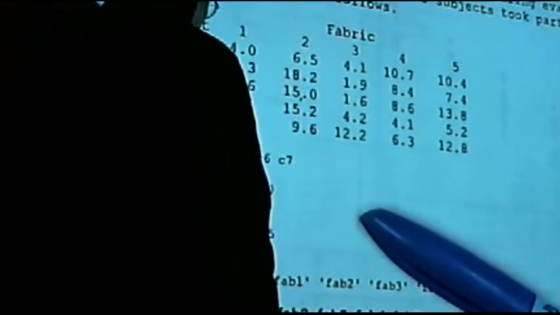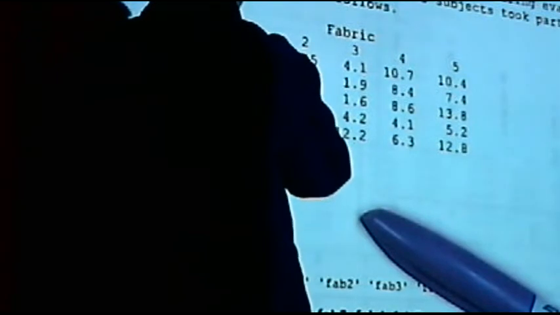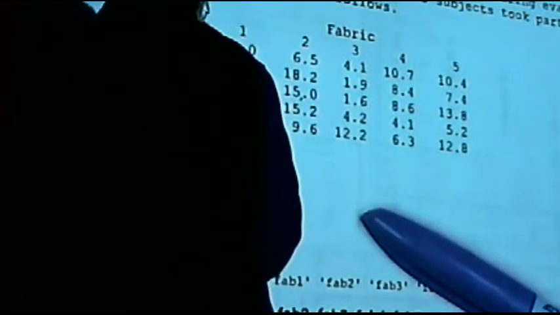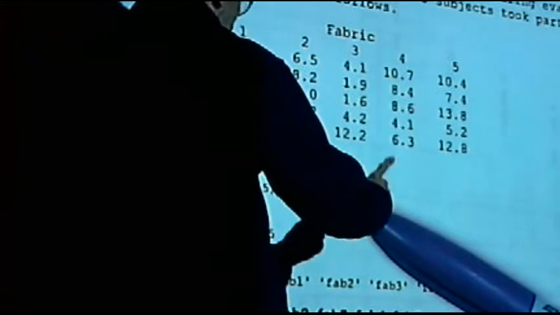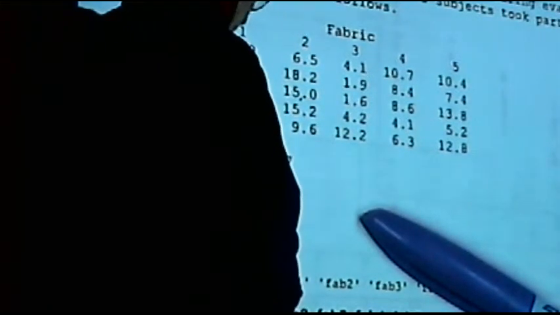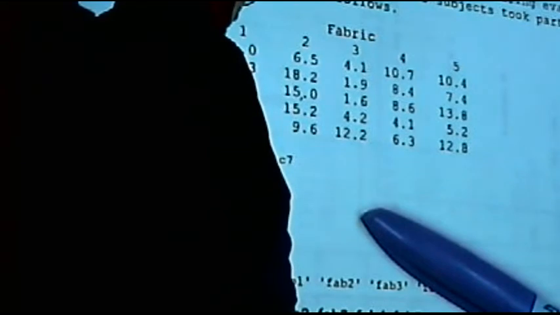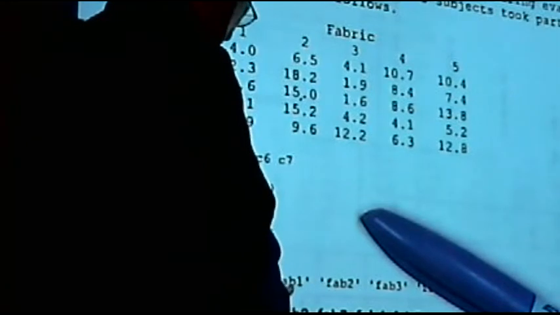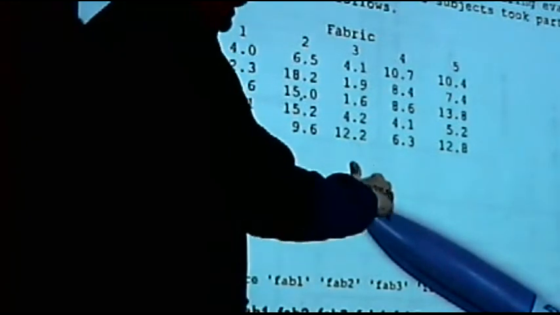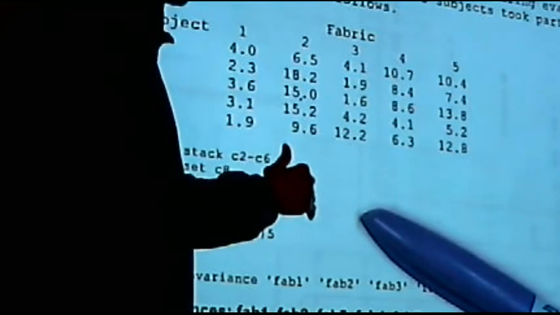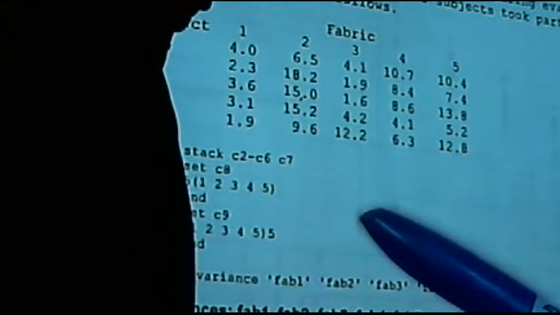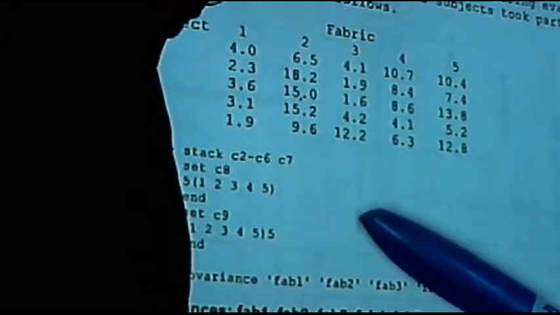But before I did that, I named these columns Fab 1, Fab 2, Fab 3, Fab 4, Fab 5. And so this command here says to Minitab, give me the covariance matrix of those 5 variables. And so what comes out here is the variance covariance matrix for these 5 variables. Now what this matrix has is down the diagonal, it has the variances of the 5 variables. And in the off diagonal spots, it has the covariances. And so that's what you see here.